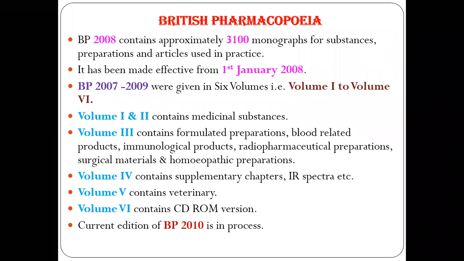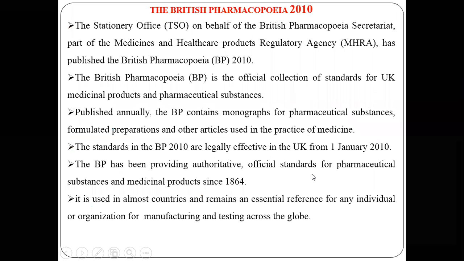Then the current edition of BP 2000 is in process. Then the 2010 British Pharmacopoeia is nothing but, we can say, part of the Medicines and Healthcare products, and it is prepared by the regulatory agency of the British government. It is the collection of the standard drugs, or the standard information they have given, which are utilized in the total UK. Generally, they used to publish all these books annually.